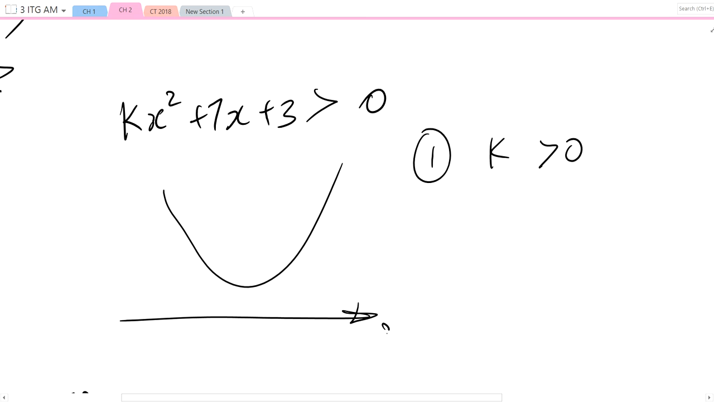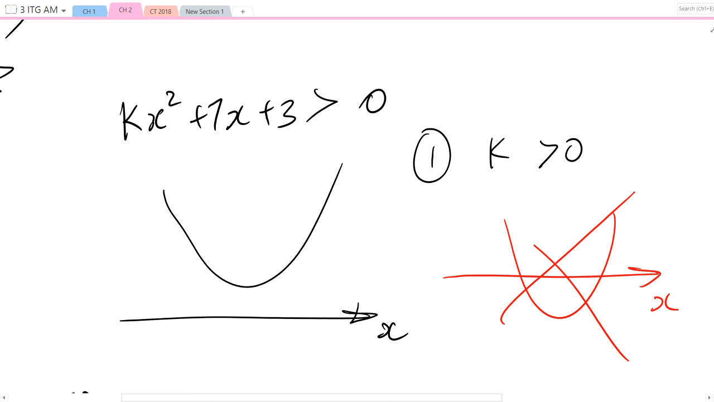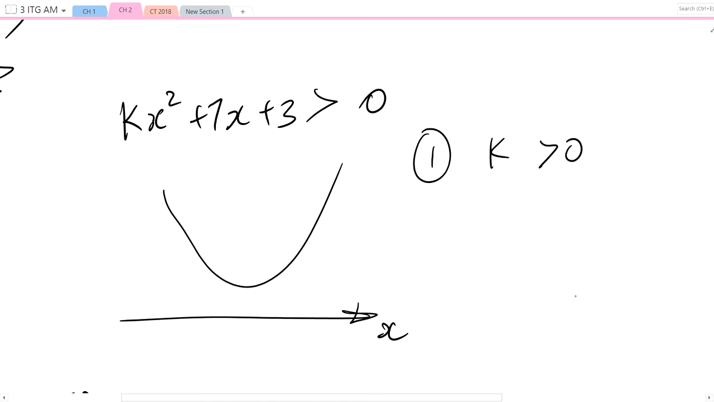Next thing. But this is not the answer. This is not the final answer yet. Because simply with k greater than 0, I can have a graph that looks like this. Right? For this one also, k greater than 0, isn't it? Yes. But it is not the case that I want. So I have more conditions to meet. What is the other condition? Positive. What is positive? Y. Okay, y is positive, y is greater than 0.